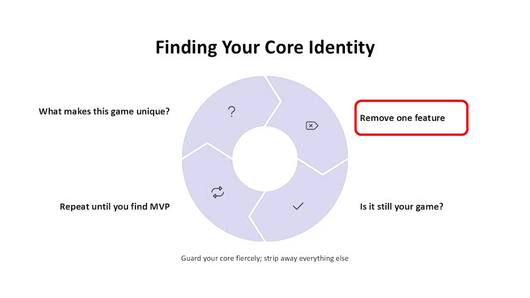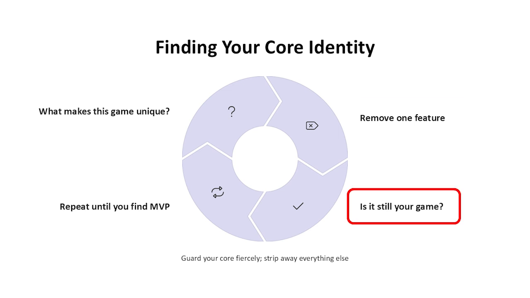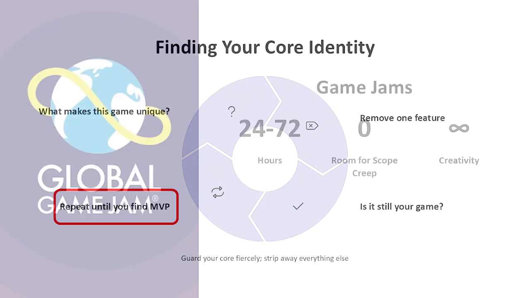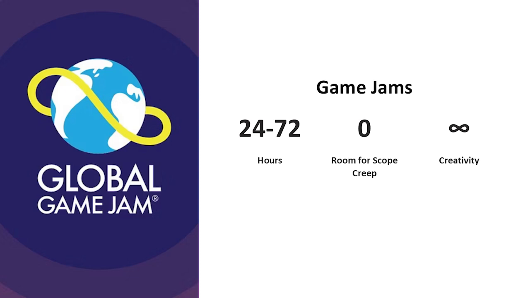Then try stripping away every other feature one by one and ask yourself, is this still my game? And does it still achieve my goals? If yes, you probably don't need that extra bit. This is how you hone in on your minimum viable product, the simplest version of your game that's still fun, functional, and fulfilling. It's also why game jams are so magical.